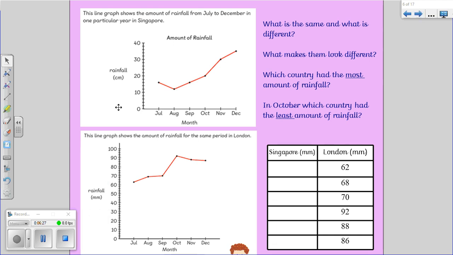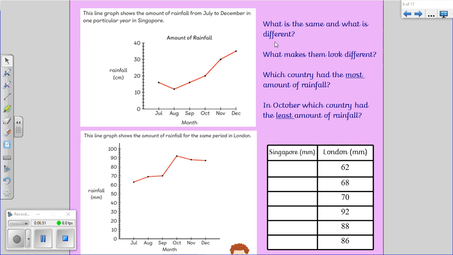We've still got the one that we looked at before for Singapore, but now we have another line graph. And we can read at the top here, this line graph shows the amount of rainfall for the same period, so the same time, but in London. So have a look at the two graphs. I want you to think about these few questions.